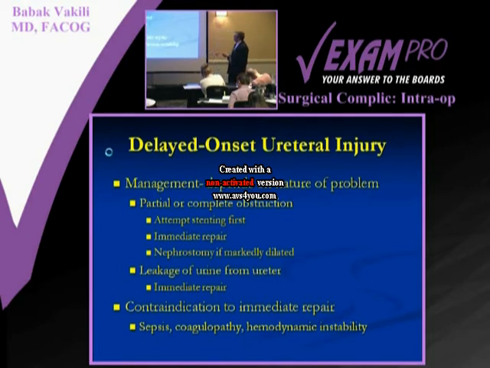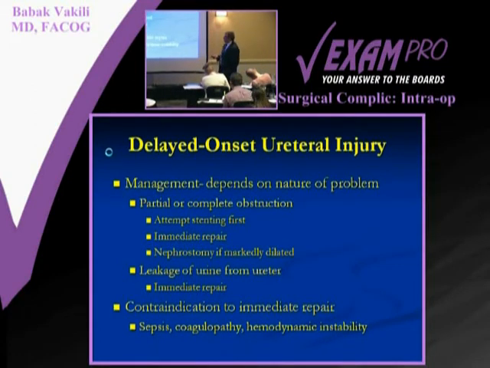Delayed onset, how do you manage it? It really depends on what the problem is. If you have a partial or complete obstruction, the first step is to try stenting it. Or you do a cysto and try to pass a stent. If you can't pass a stent, then you can choose to do an immediate repair or you can put a PERC nephrostomy in. None of you would do this, of course, but you could do it.